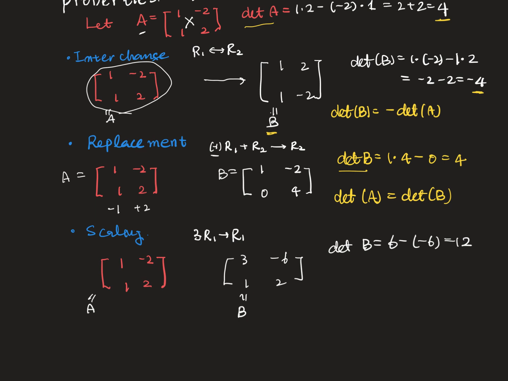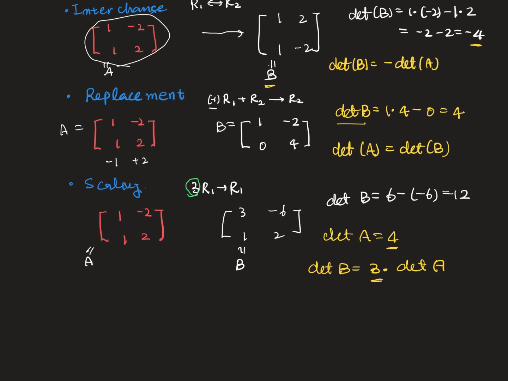What happened here, guys? Look at this one. Determinant A is 4. So 4 times 3 makes 12. So determinant B is 3 times determinant A, right? This is 4. Where did you get the 3? The 3 is coming from this scale.